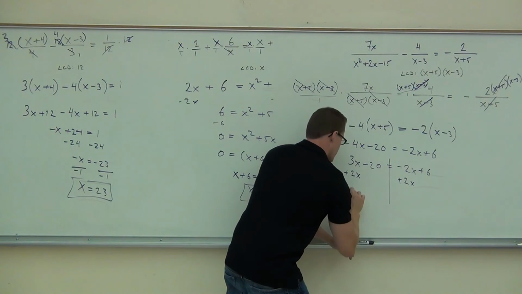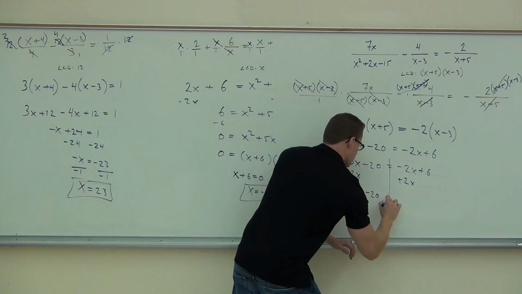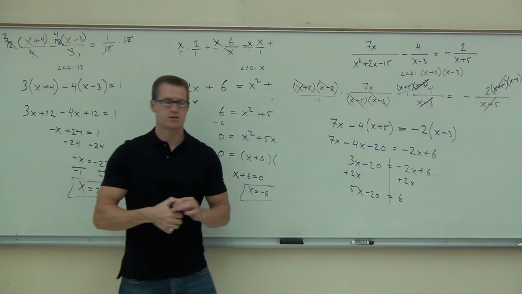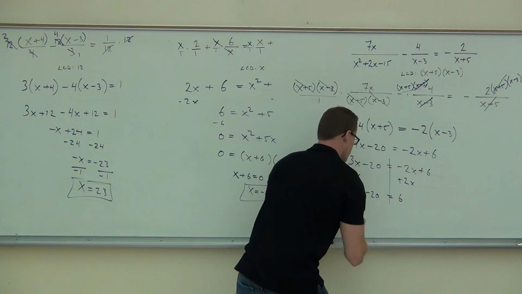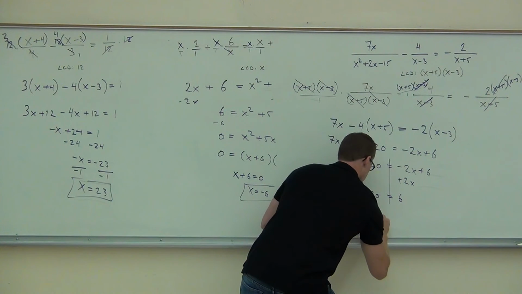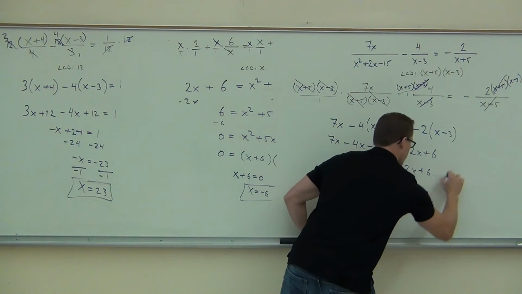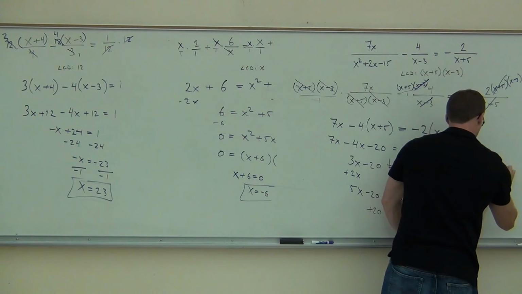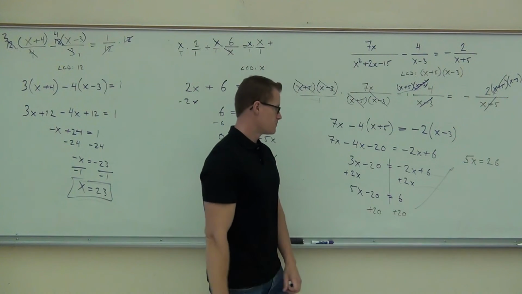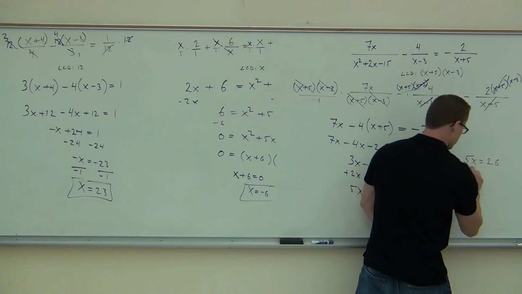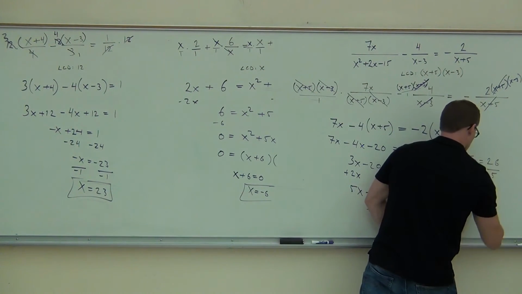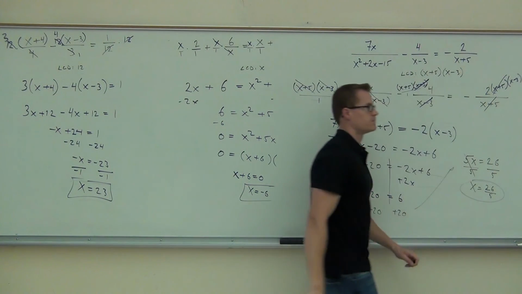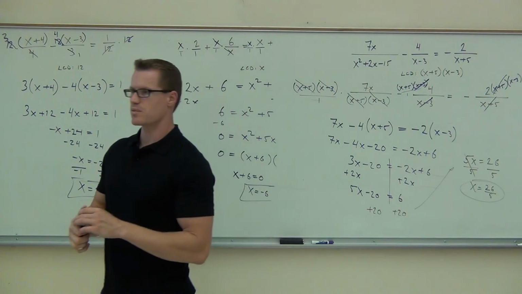Perfect. So we get 5x minus 20 equals 6. Good, add 20. Okay, now we're on the home stretch. I'm going to move over here. 5x equals 26. Our last step is always to divide if there's a coefficient. That's it. As good as we can do on that problem.